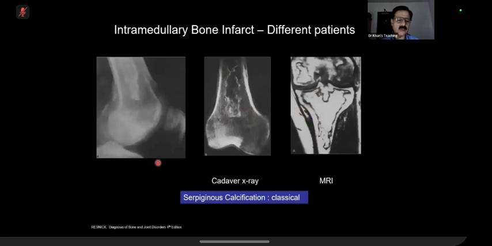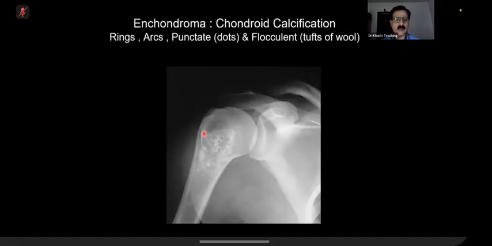Why is this differentiation important for your exam? It is important because of this. This is a cartilaginous tumor, namely enchondroma. Please remember that enchondroma is a benign tumor which, when it is in the long bone, has a cartilaginous matrix.